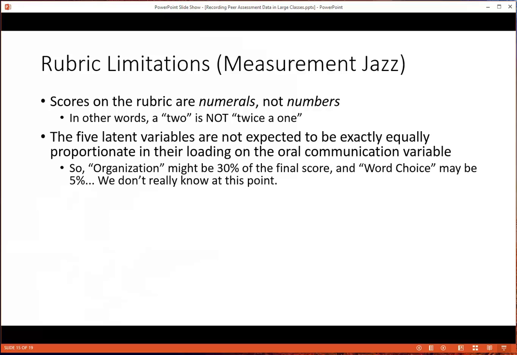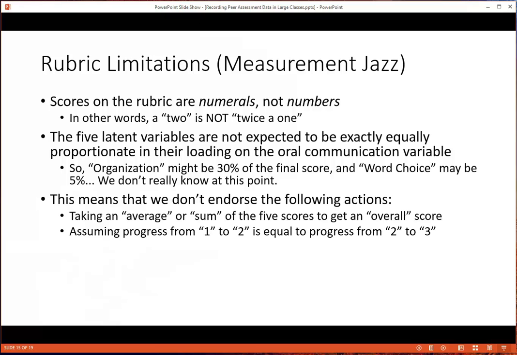Similarly, the 5 latent variables that I've discussed here are not expected to be equally proportionate to their loading in the oral communication. Well, they are proportionate to their loading. That's a slight typo. But I'm not saying that they're all equal to each other, right? So we're not saying that each of these 5 is 20% of the person's final score. We don't know that.